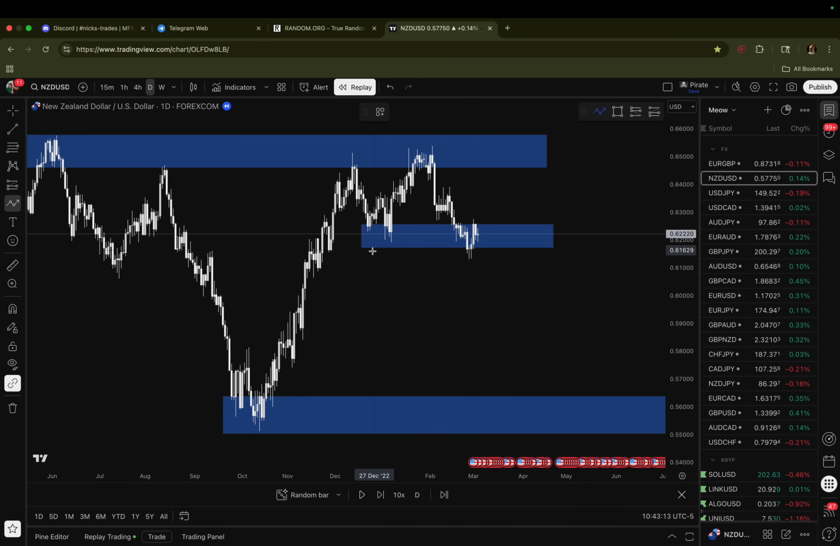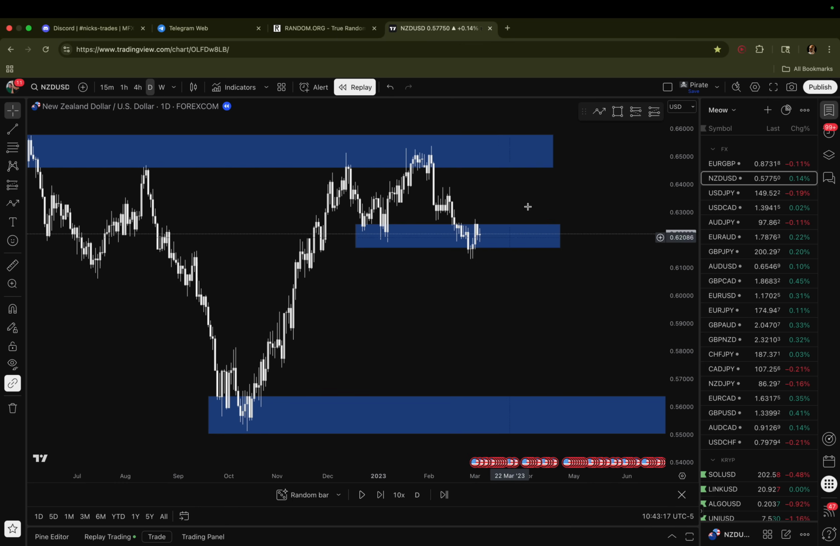We have a support zone right here. Price has broken back above this support zone and it's testing as support. Since it tried to break below, come back and retest as resistance and bounce, and it failed, it's broken back above. So it's come back to test as support, and now it might bounce back to the upside.